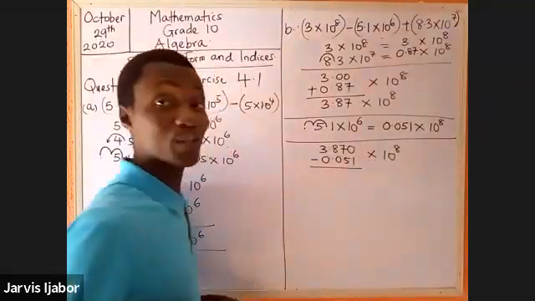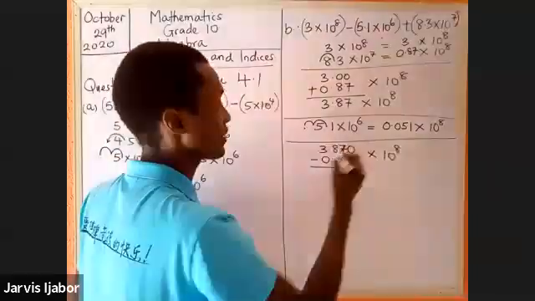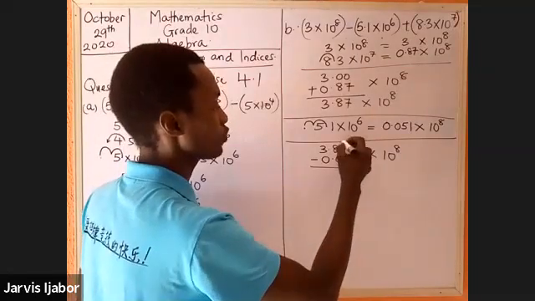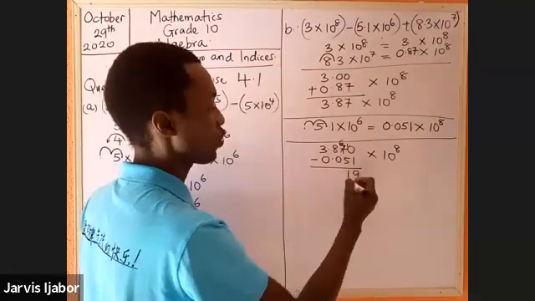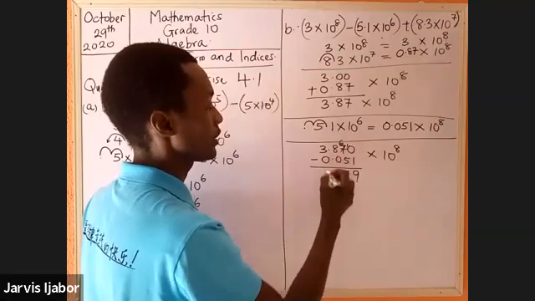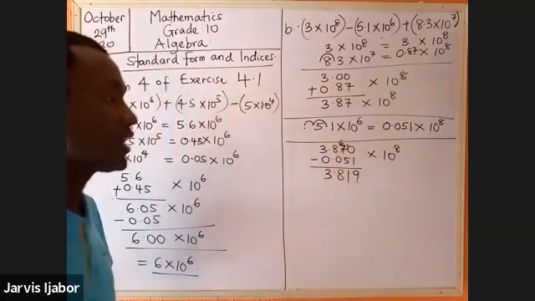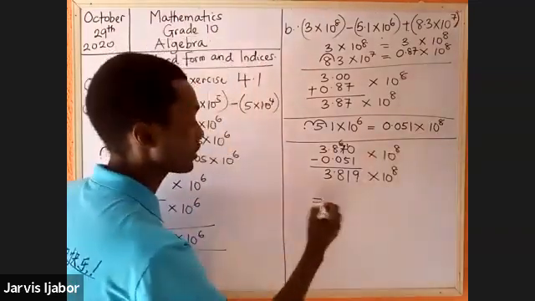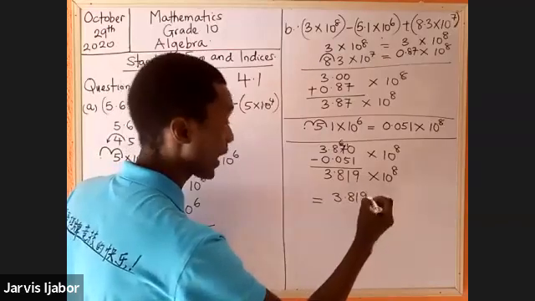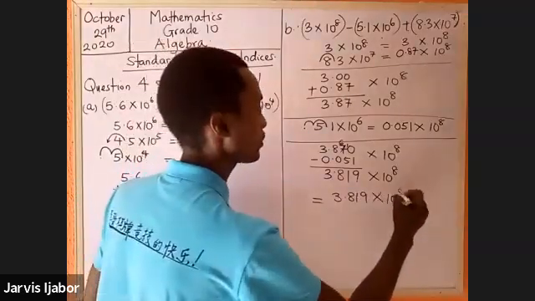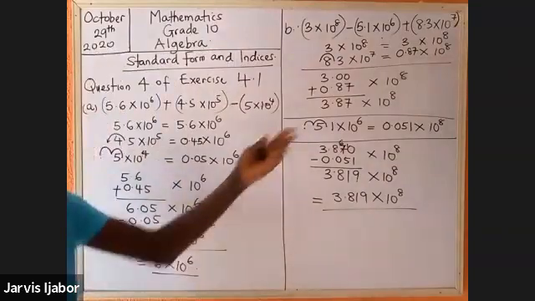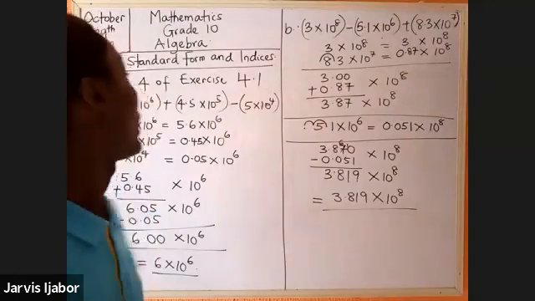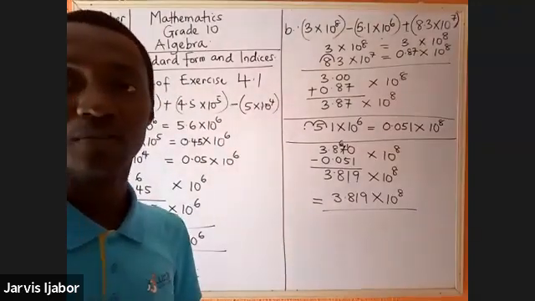0 minus 1. It's not possible. So I need to do what? I need to take from my 7 Naira account and put it here. And I'll get what? 9 here. And I'll be left with what here? 6. 6 minus 5 is 1. 8 minus 0 is 8. So that'll be 3.819 times 10 to the power of 8. So just by way of cosmetic finish, it will be 3.819 times 10 to the power of what? 8. So that's the answer or the solution process to question 4B. I'll give us some time to take care of that.